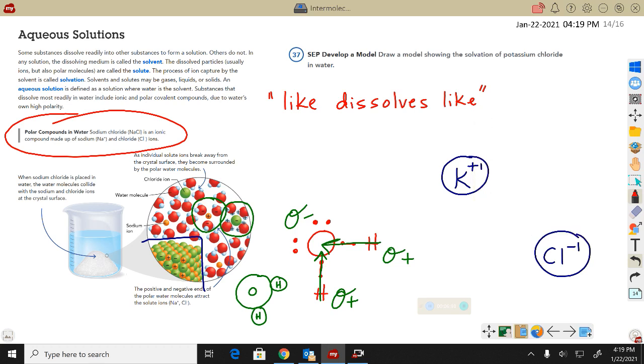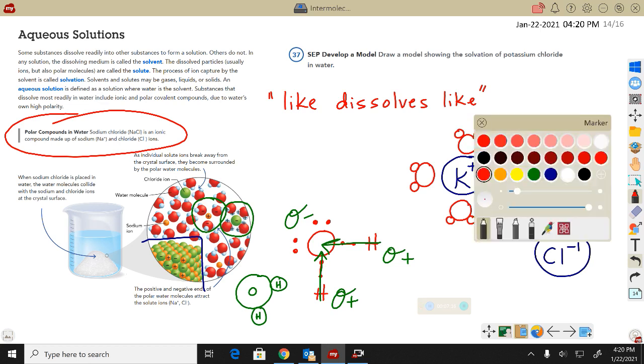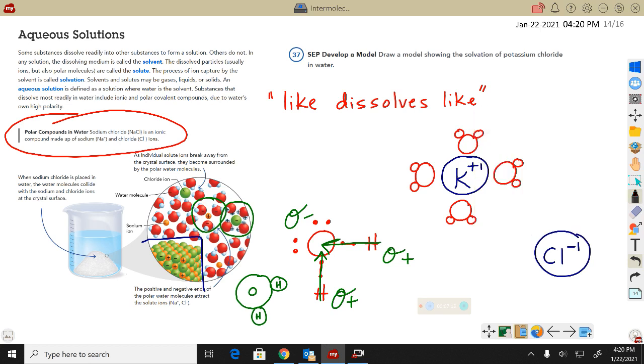So if I have a positive ion, the water molecules are going to organize themselves so that it's the negative oxygen end that surrounds the potassium ion. So I'm going to draw some little water molecules. And it's no accident I want the bigger oxygen end to be closer to the potassium, because it's the oxygen end that's partially negative and the hydrogen end is partially positive.